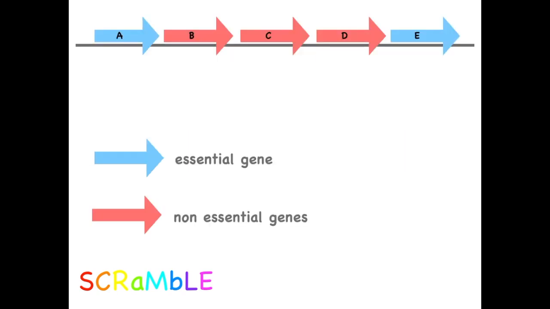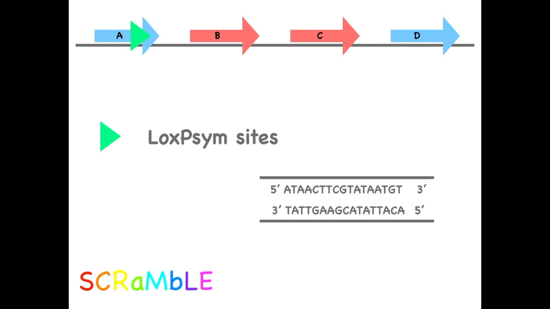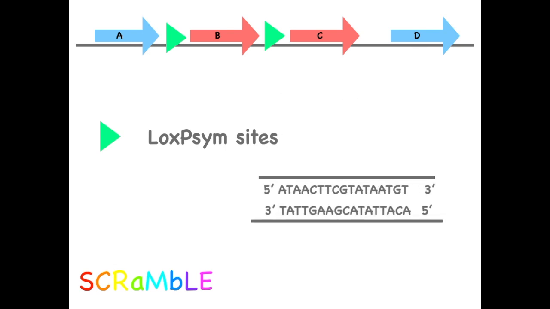The designers of the SCRaMbLE system wanted to remove all non-essential genes from the genetic material in order to build a minimalistic, functional eukaryotic chromosome containing only essential genes for the chromosome to work. To do this, they altered the LoxP sites to be symmetrical in nature and positioned them in the 3' untranslated region of non-essential genes. These sites were called LoxPsym sites.